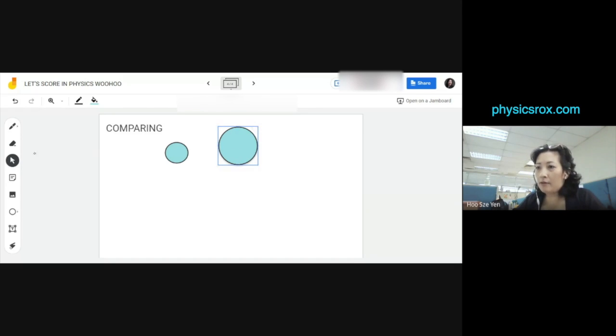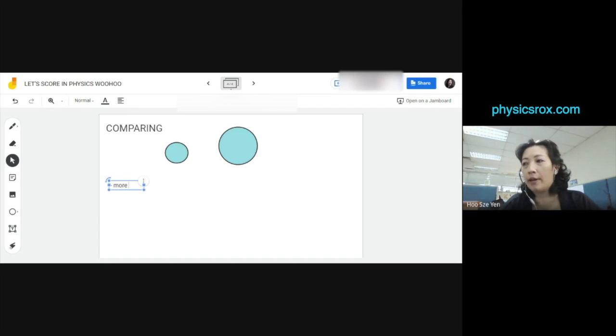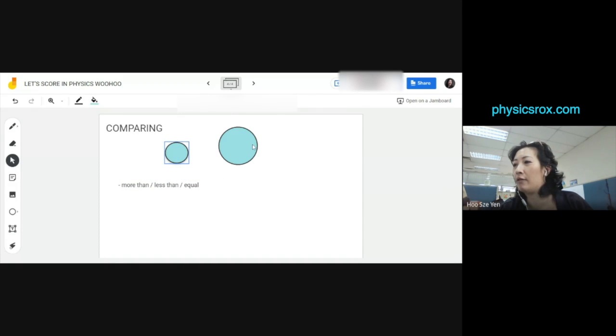When you compare, always try to use these terms: more than, less than, or equal. For example, if I put these two blocks here, then I say compare the mass, compare the volume, compare the color, whatever, compare the specific heat capacity. The question will give you. Let me load one of the questions as an example. I will load this paper.